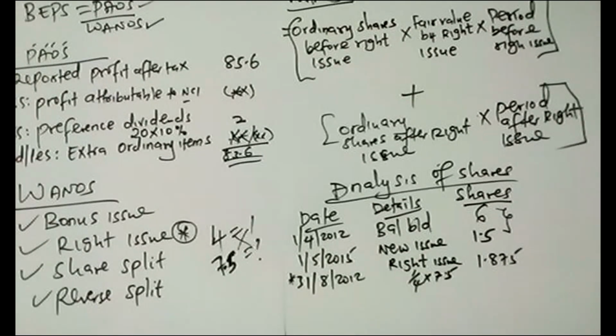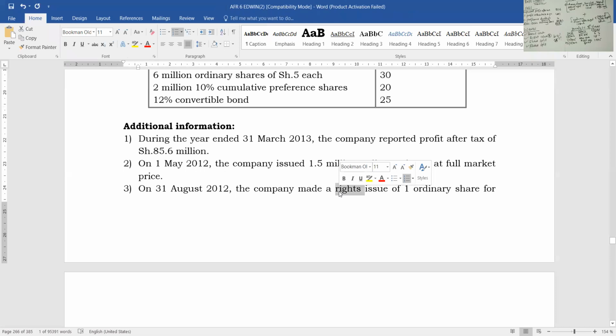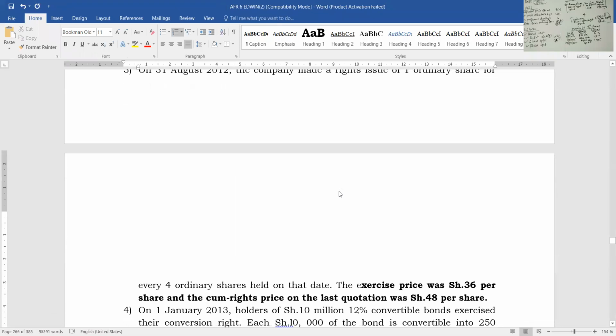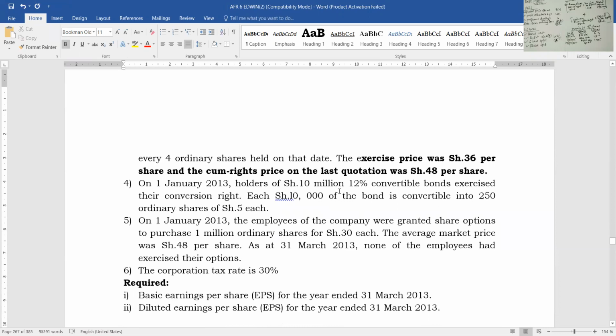Let us again check if there are other ordinary shares which were issued, because we are done up to additional information number 3. Additional information number 4. We can see on 1st January 2013, holders of 10 million, 12% convertible bonds exercised their conversion right. Each 10,000 of the bond is convertible into 250 ordinary shares of shillings 5 each.